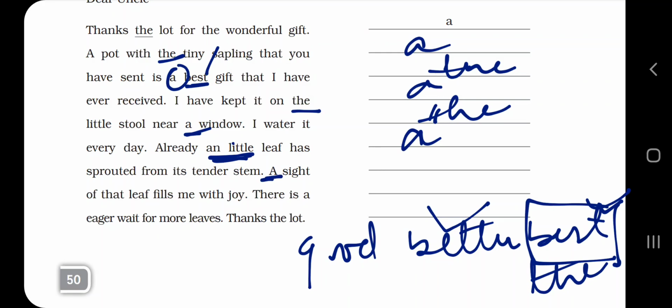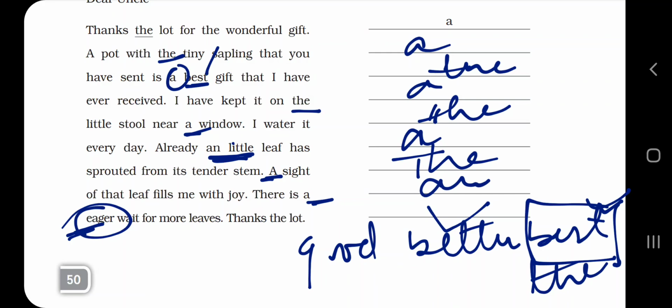The sight, it should be the, a specific sight we are talking about. The sight of that leaf fills me with joy. There is an eager wait for more leaves. Now see here, this is eager, so this is a vowel sound, so it should be an. Thanks a lot, have you ever heard of thanks the lot? It's thanks a lot.